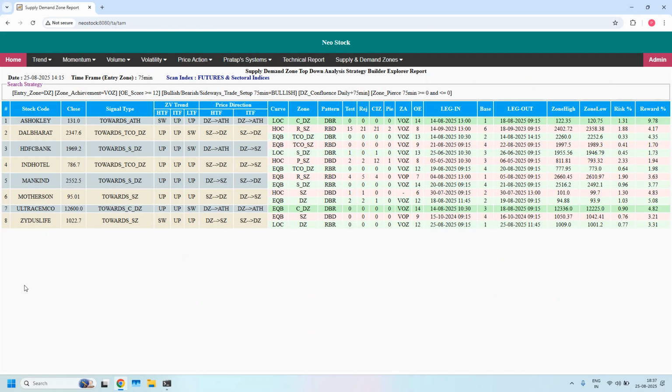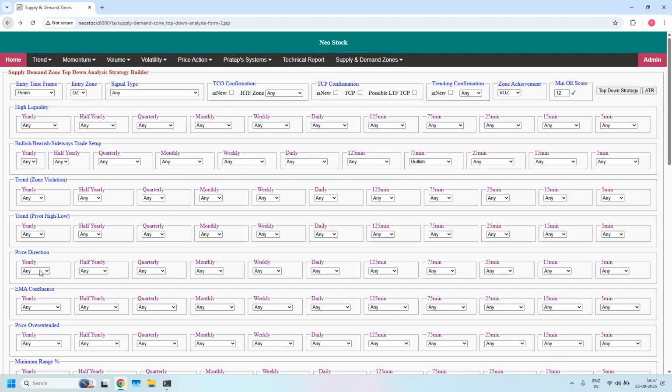We got 8 stocks. In all the 8 stocks, 75 minutes demand zones are overlapped with daily demand zone. And also the daily trend, that is ITF trend, is uptrend in all the stocks. So let us further filter based on daily demand zone having daily EMA confluence, because the 75 minutes demand zone is overlapped with daily demand zone.